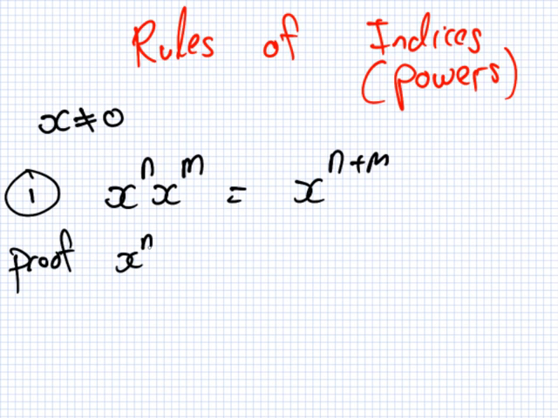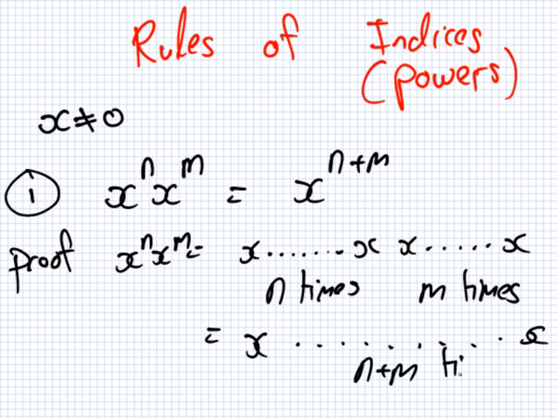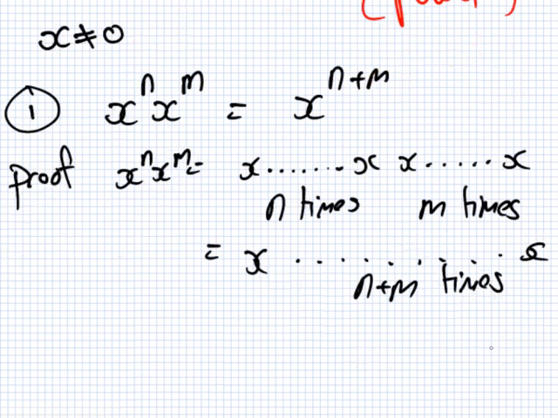So x^n x^m equals x times x and so on, n times. And then this is x times x and so on, m times. So in total that's x times x and so on, n plus m times in English. So that is x power n plus m.